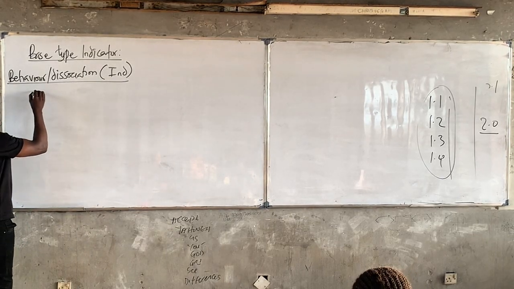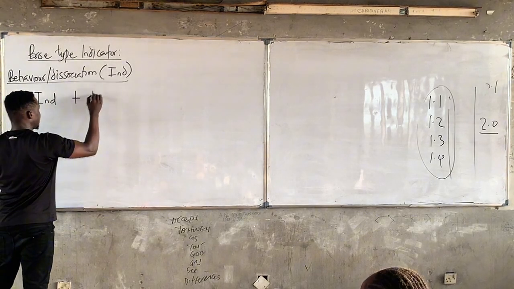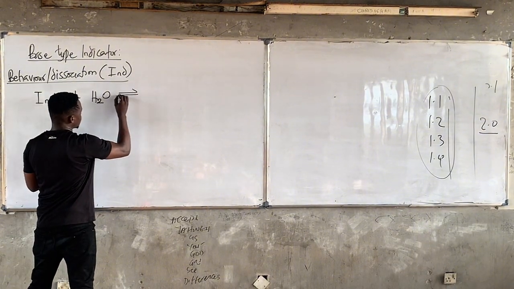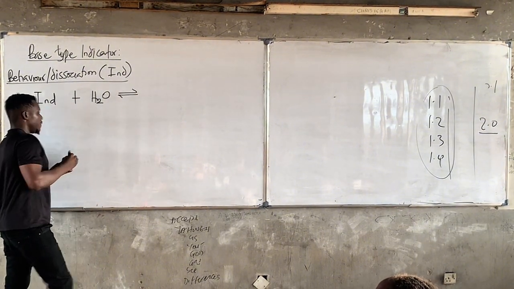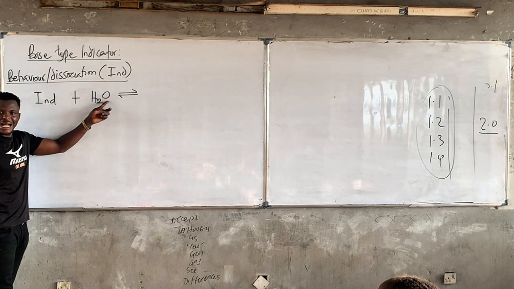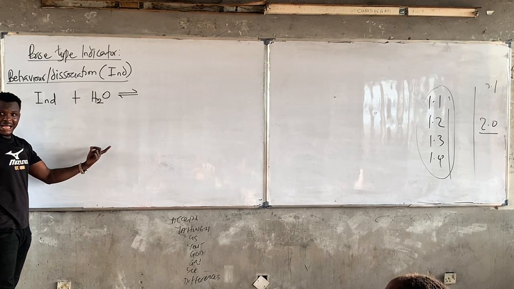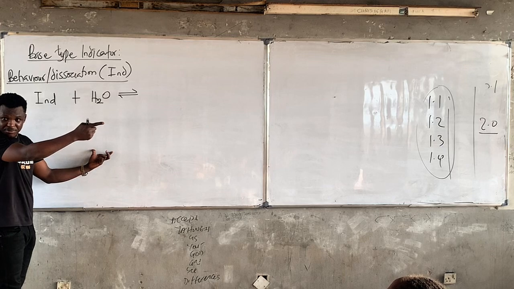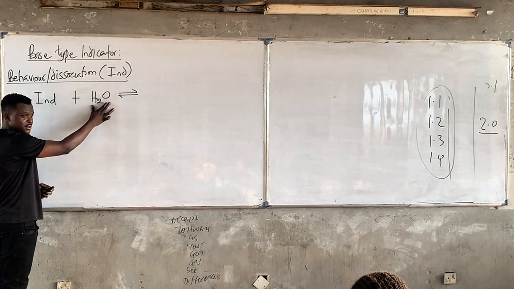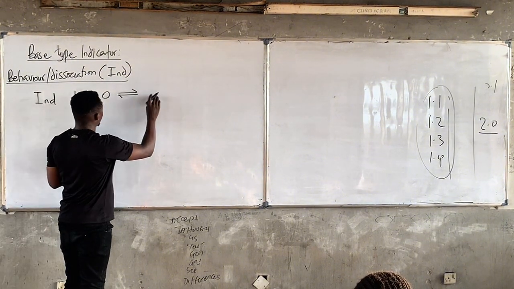We'll start here by saying this is the base type indicator plus water, reversible. This guy is a base, right? So this water is acting as an acid. In the previous case, the water was acting as a base, and the indicator was donating. So here, this indicator is a base, and the water is acting as an acid. So the water will donate hydrogen, and this guy will accept. And once it accepts, this guy becomes what?